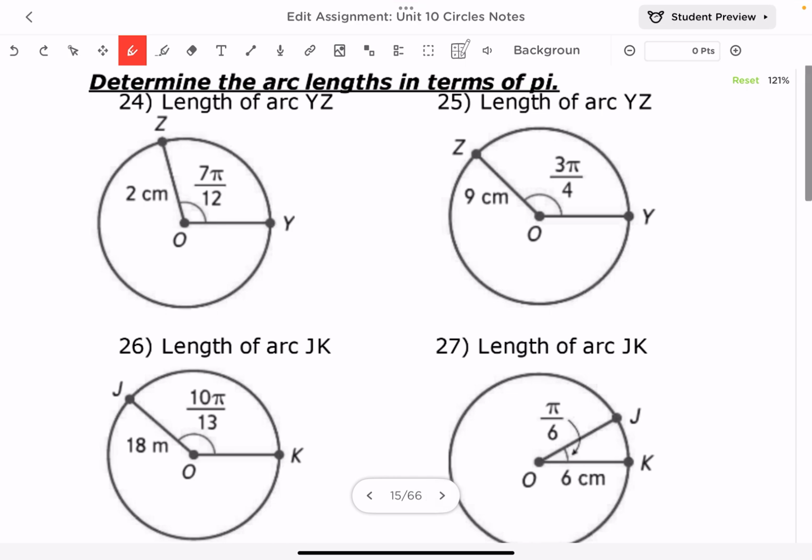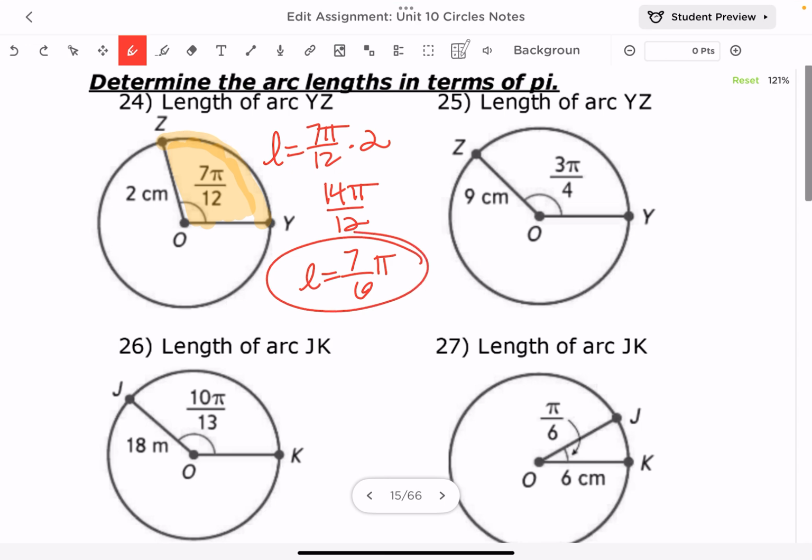All right, we're just going to do a couple of these. We are not doing them all. Let me just do the first two. So it says to get the length of arc YZ. And I look at this angle here, and it is in radians. So I'm going to use that radians formula. So I'm going to have 7 pi over 12 times my radius. So that would be 14 pi over 12, which goes down to 7 over 6 pi. See, don't even have to pick up my calculator for that.